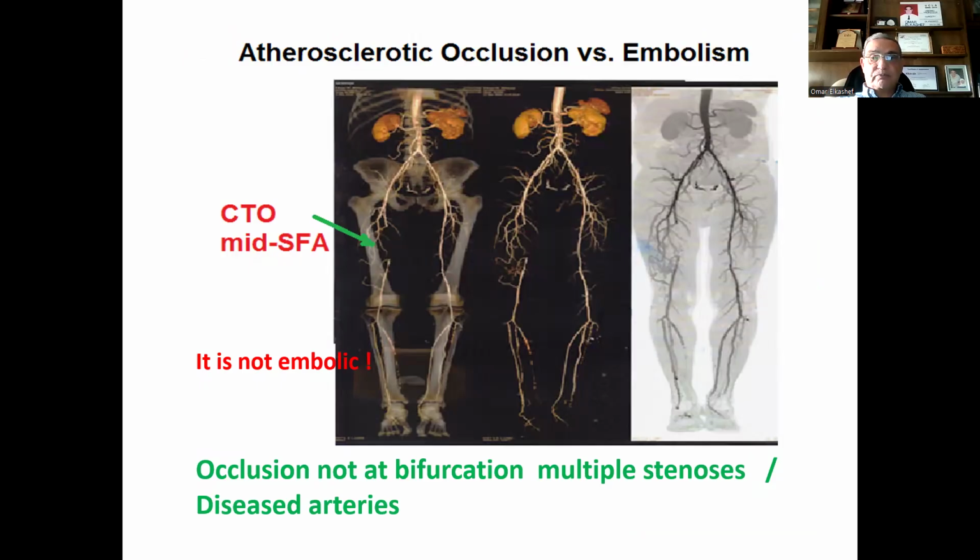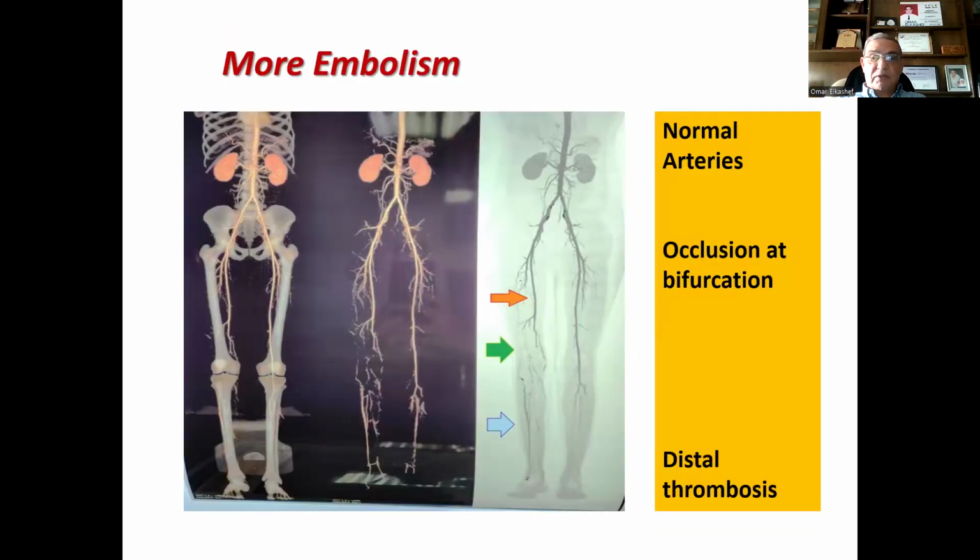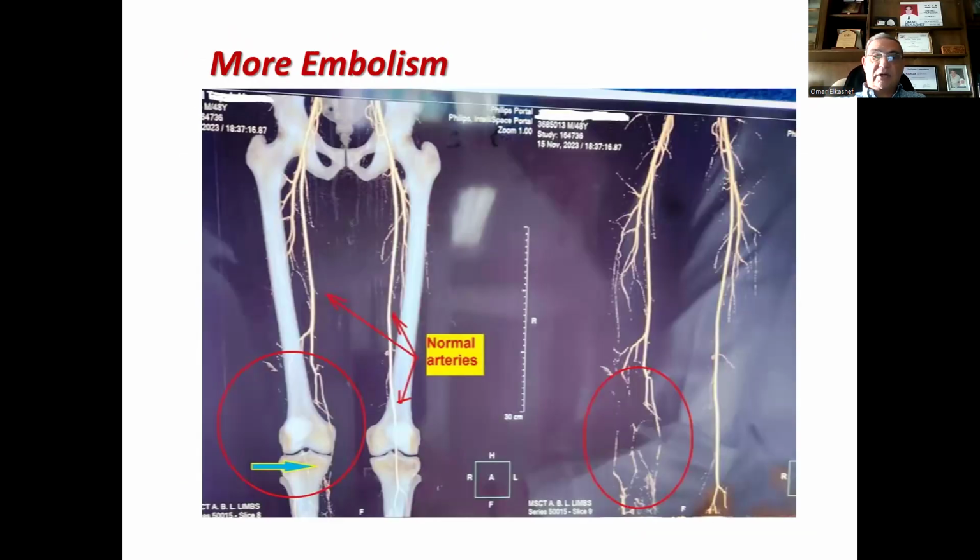Here also, this is to the left, CTO of the mid SFA, and it is not embolic occlusion, not at a bifurcation. There are multiple stenoses and the distal arteries are diseased. More embolism here: normal arteries proximally, occlusion at a bifurcation, and distal thrombosis. Here also popliteal occlusion with normal arteries on both sides.